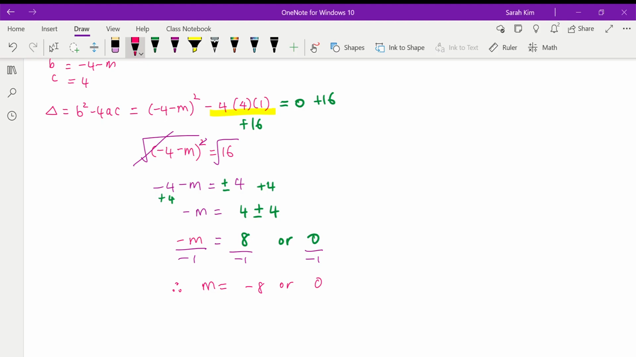Great, so I'm done. Make sure you actually write the plus and minus here. I thought about it, but I didn't.